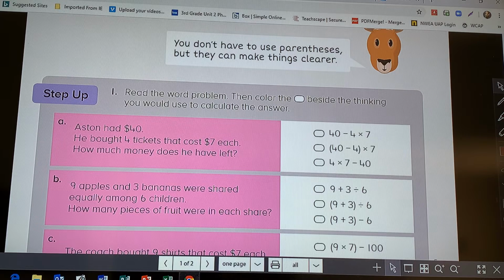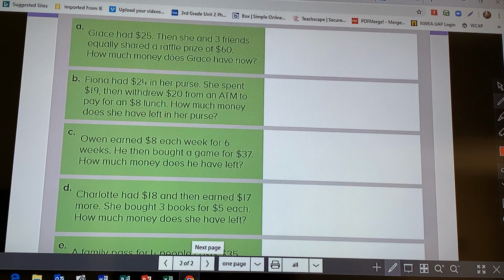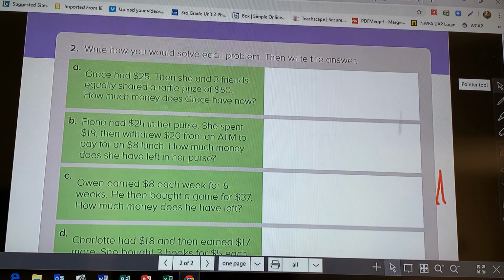Oops, hang on 1 second. Now let's take a look at the second page. Let's take one of these problems over here. So, what did it say? Hang on 1 second, sorry about that. The instructions say to write how you solve each problem. Then write the answer. Okay?